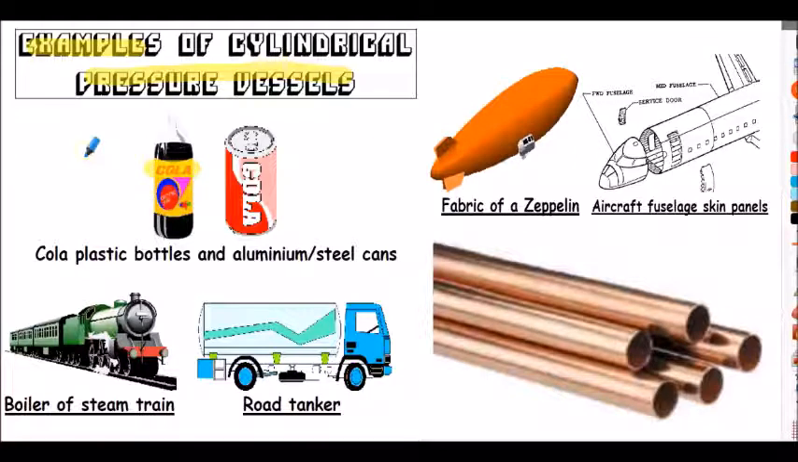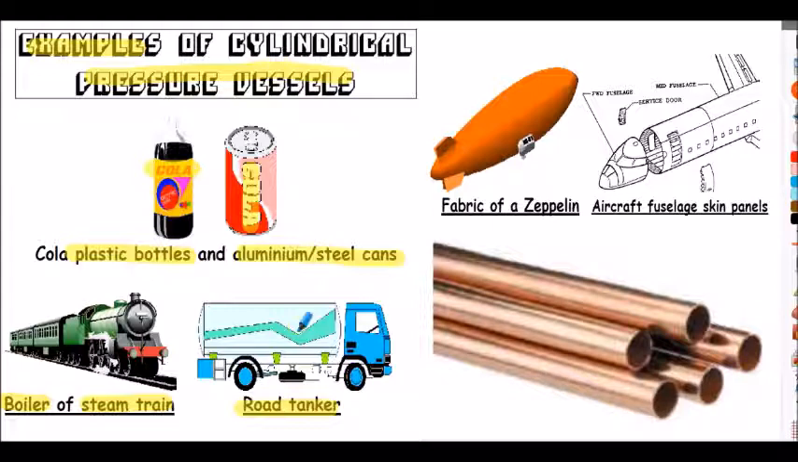Your cola bottle is actually designed as a thin cylinder using the theory that we're going to consider in this presentation, as is a cola can. That's designed as a thin cylinder. So plastic bottles and aluminium or steel cans, they're designed using the theory we're going to review here. So the boilers of a steam train also designed to be a thin cylinder, and the theory we're using can be applied to them.